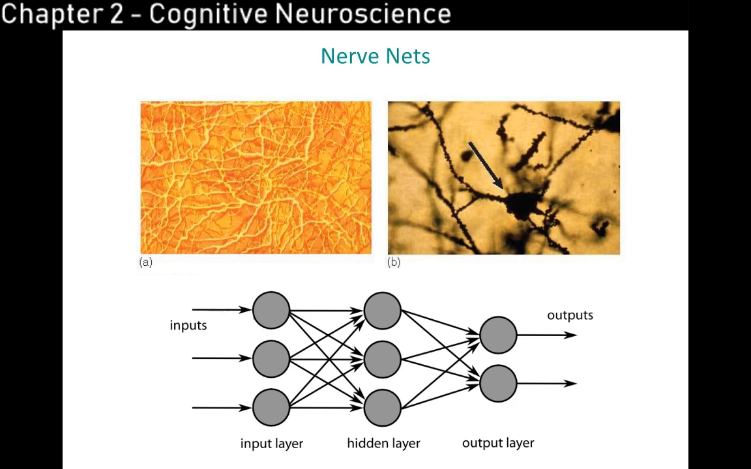And here's an example of what a nerve net looks like under an electron microscope. The one on the left is focused more on the actual net-like web structure that the nerves take up. And letter B, that arrow is actually pointing to the cell body of a neuron.